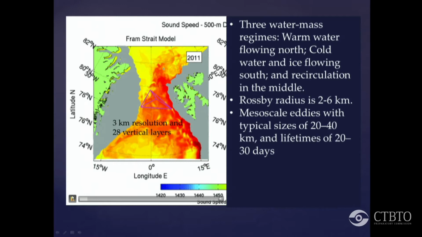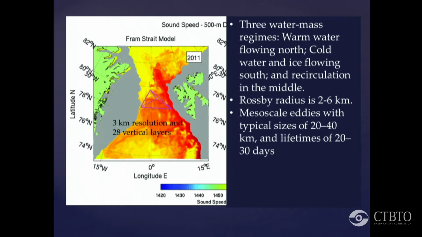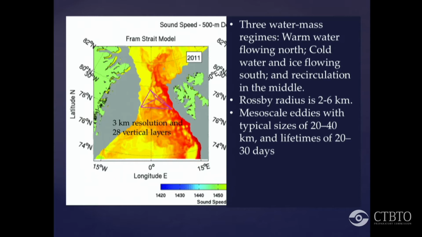So there are three different water masses. The warm water flowing into the Arctic on the eastern side, and then cold water coming out from the Arctic on the western side. And in the middle, we have a lot of recirculation and also a lot of eddies and small-scale variability.